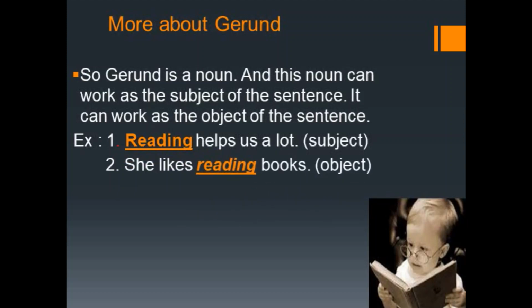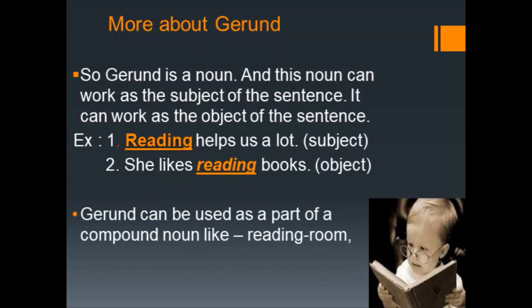Number 2, she likes reading books. So what she likes? She likes. She is the subject. Likes is verb. And what she likes? Reading. So reading is an object. Both the reading are gerund, but first reading is the subject and second reading is the object of the sentence. So gerund can be used as subject and object also.